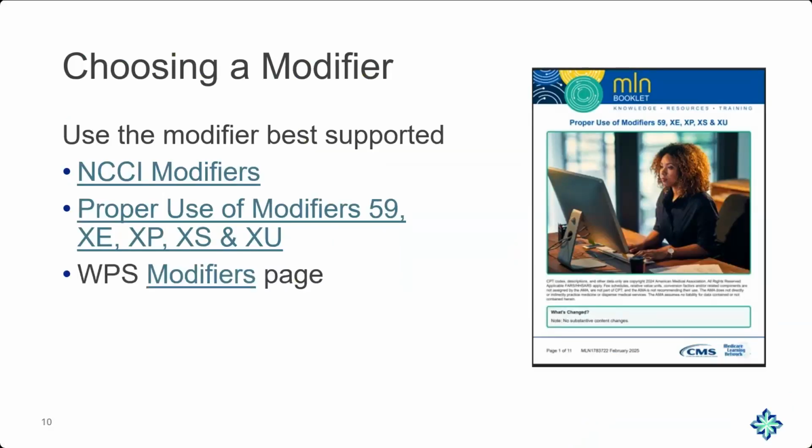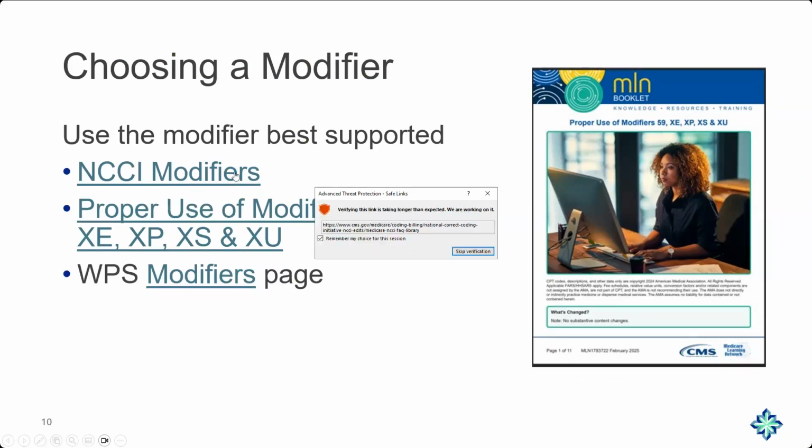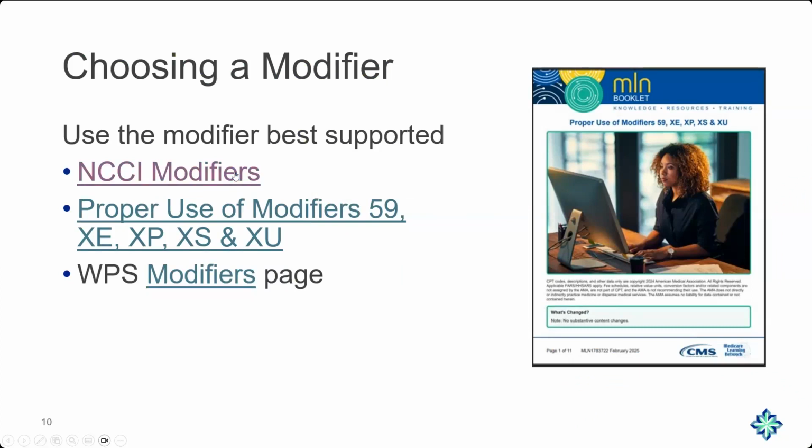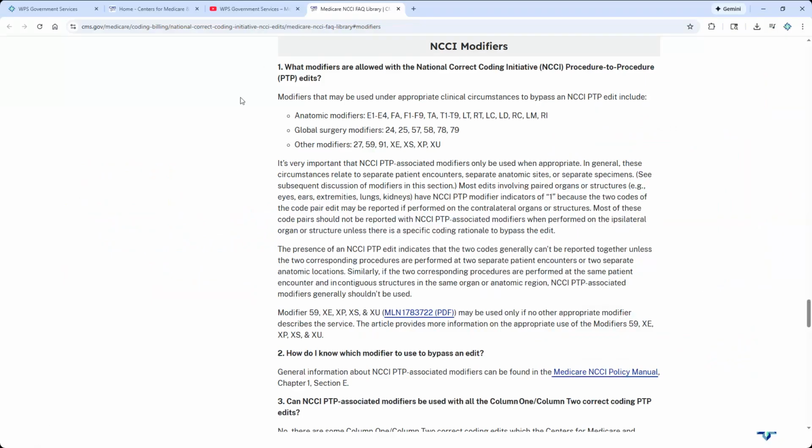First, I wanted to give you just a few pages that will help you with choosing your modifier. Okay, NCCI Modifiers is going to be our first link, and I'm just going to select it so you can see what happens here. This should bring us to the CMS website. You can hear me stall a little bit. There we go. And it's going to bring us to one of the FAQs in particular on the CMS website. Again, I'll show you how to navigate to this. But this is where we get a lot of our information, okay?